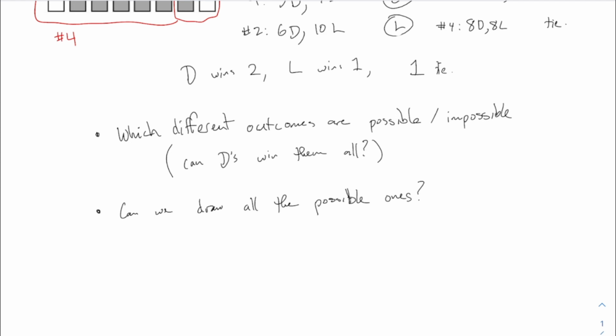Like the first one, I asked specifically, can the D's win them all? You might say, yeah, it's possible for the D's to win them all. And then it's a separate matter to actually draw out the lines in such a way that the D's really do win them all. Those are really two different questions. Which are possible versus impossible, and then can we actually draw all the possible ones? So let's try and talk about that for this particular example.